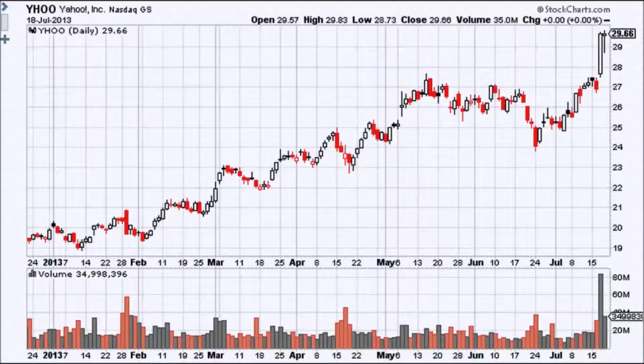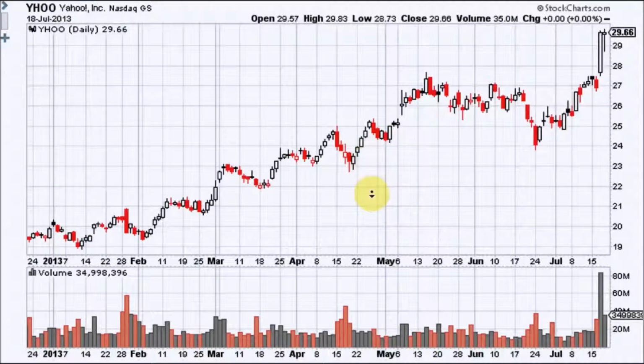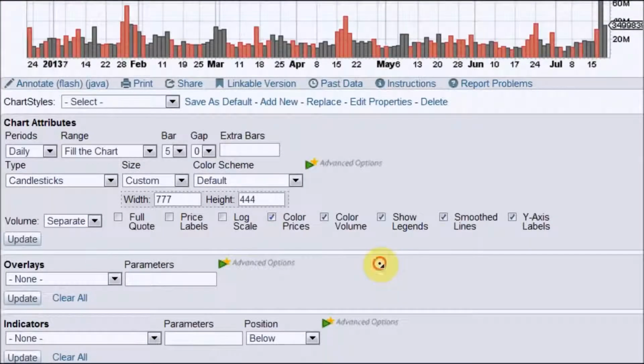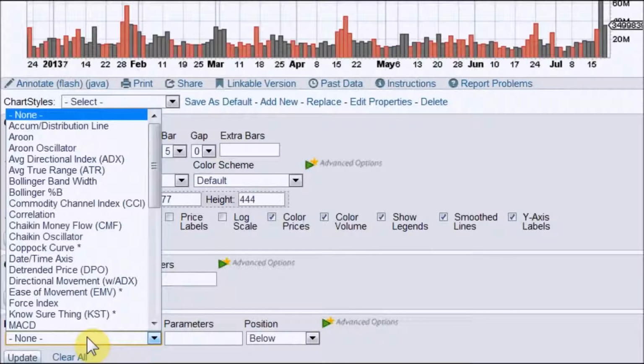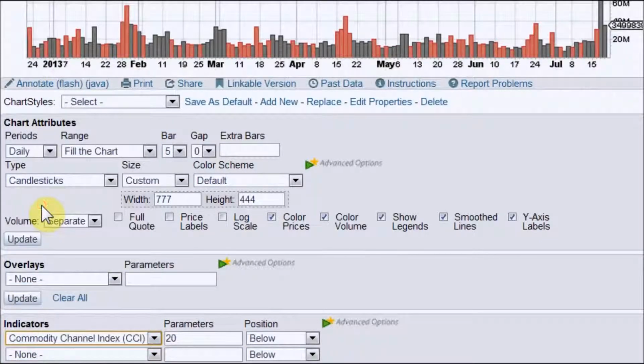So let's go ahead and load up the CCI on this stock chart of Yahoo here at stockcharts.com. Scroll down to the bottom. In the indicators section, you will see the Commodity Channel Index. Now, the standard setting is 20, but this is one that you can adjust to your liking.